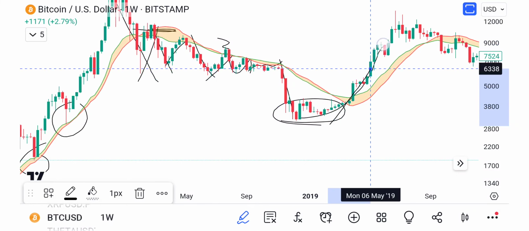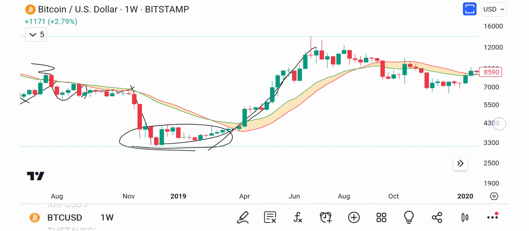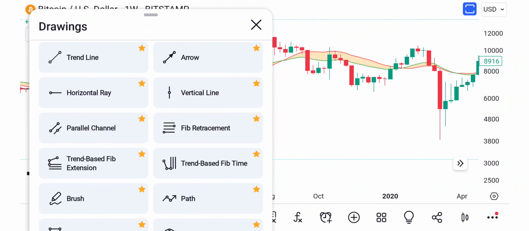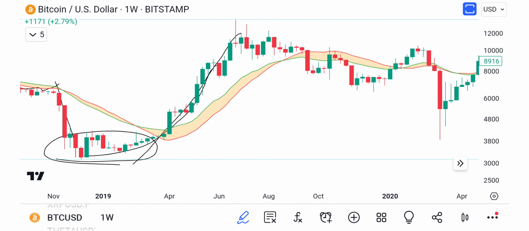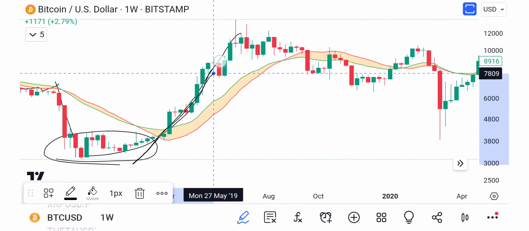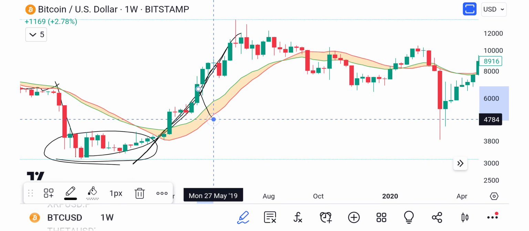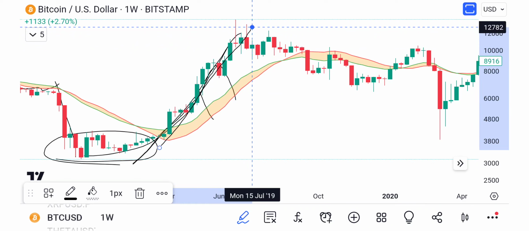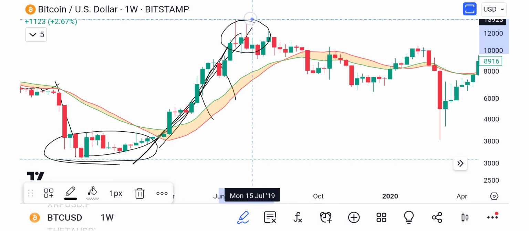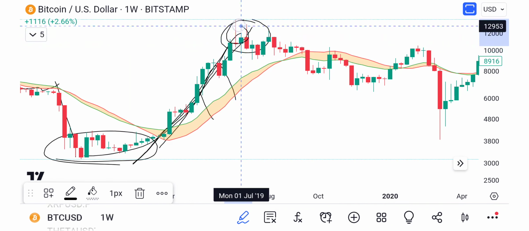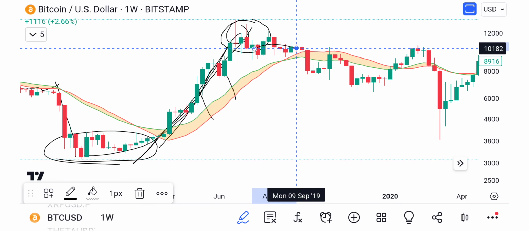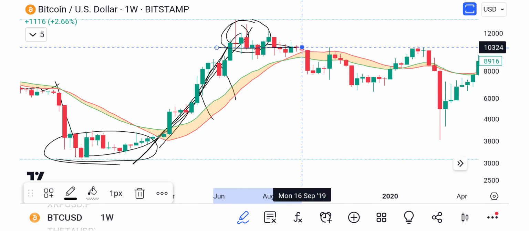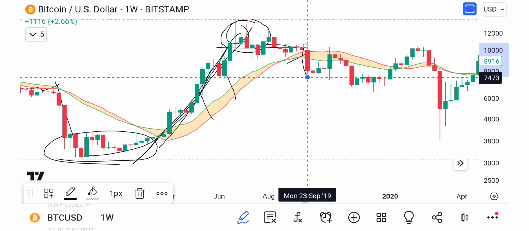But look what happened here. We never tested the bull market support band when we broke out. And that can spell trouble, because if you break out impulsively and don't come down to test, right, then what happens is it gets extended and people take profits. You can see these doji candles here. And then what happens? You basically go sideways until you hit it, and then you break below.